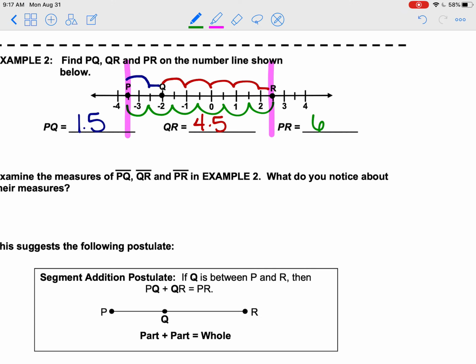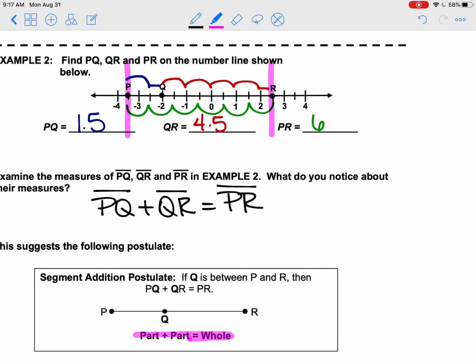And so we can see here that if we take those two parts and put them together, it equals the whole segment. And so we can say PQ plus QR, and put that line segment above it, equals the whole length of PR, which is now what we call our segment addition postulate. Our two parts together, part plus part equals whole. And this is something I really want you to highlight right here and there in purple. Part plus part equals whole.